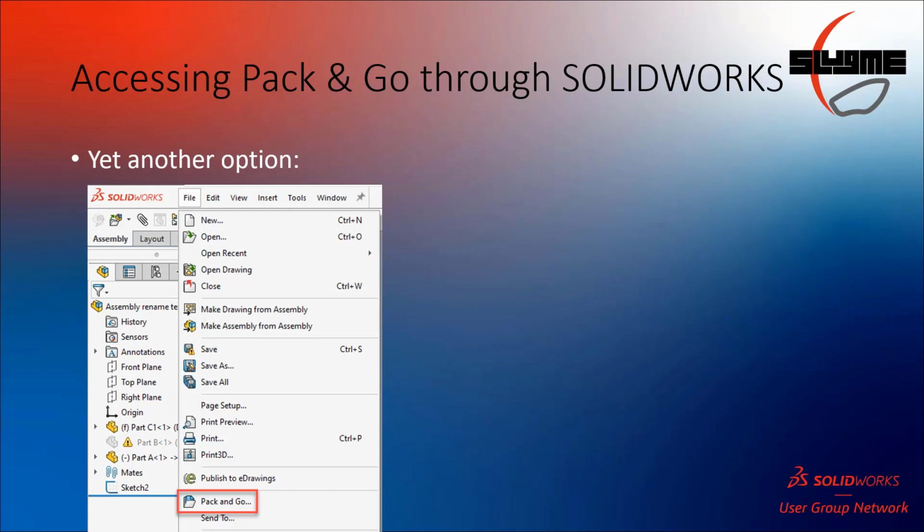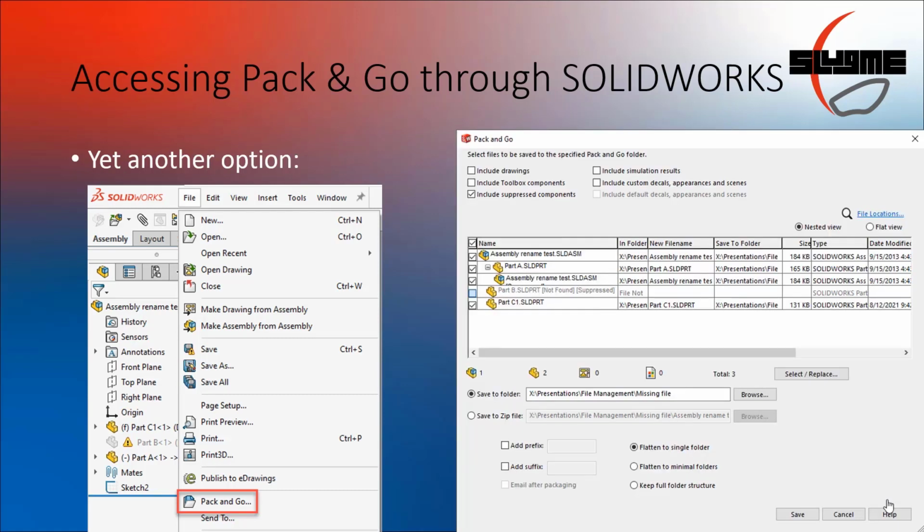With the assembly open, you can go to Pack and Go. In your Pack and Go, now you'll notice you have include drawings, include simulation results. And you can also include your custom decals, appearance, and scenes. So when you're in here, you'll notice a little extra information. It tells you how many assemblies, how many parts, how many drawings, and how many other files. You still get your option for your location. One I didn't highlight was you can save it to a zip file, which is kind of cool.